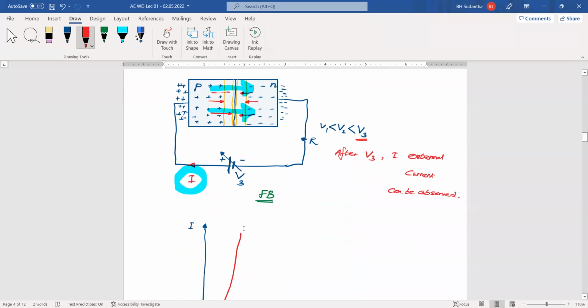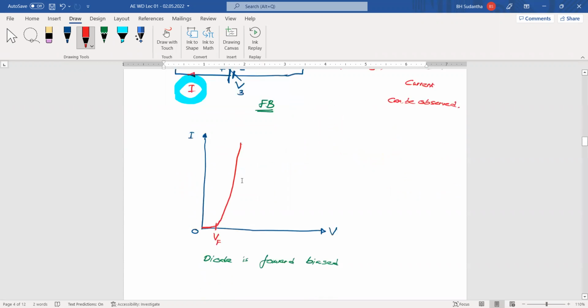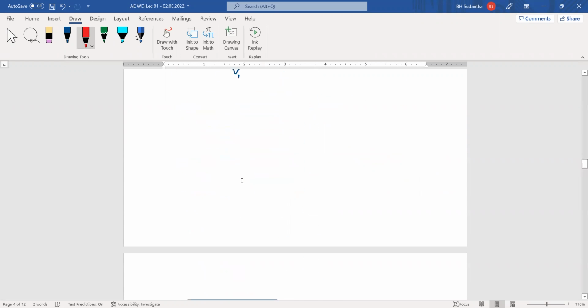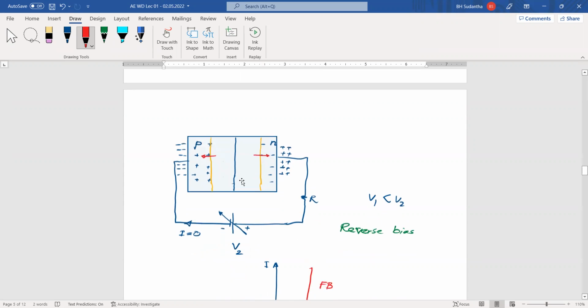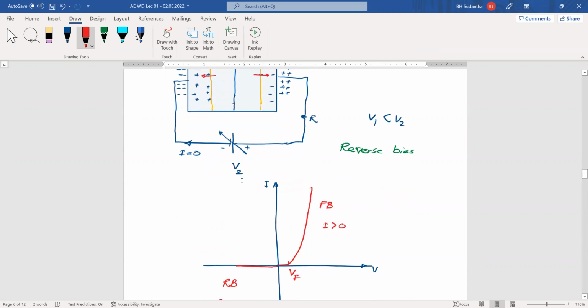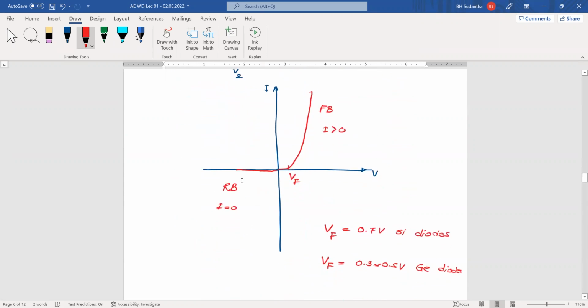We want to apply positive voltage to positive terminal, negative voltage to negative terminal, and we have to increase that voltage to break the depletion layer. If the voltage is sufficient to break the depletion layer, the forward current will be possible. But for the reverse bias direction, when you apply the positive terminal of the battery to the negative side of the diode, the current is not going through the diode. And this is the graph of both sides.